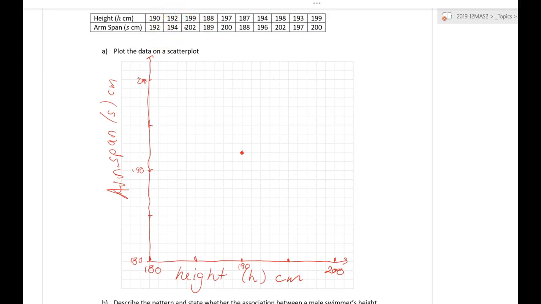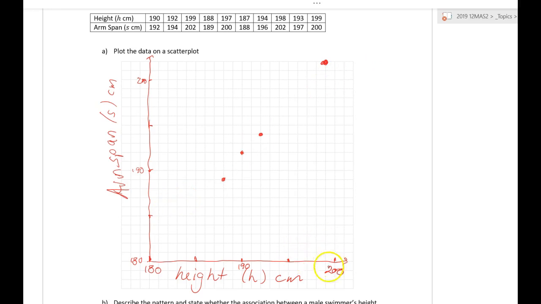So now 192, 194. I think that must be just here. 199, 202. Oh, what happened there? I've dropped the one a little bit. There it goes. 199, 202. 188, 189. Now you can see a pattern developing. Right, maybe not perfect, but getting there.